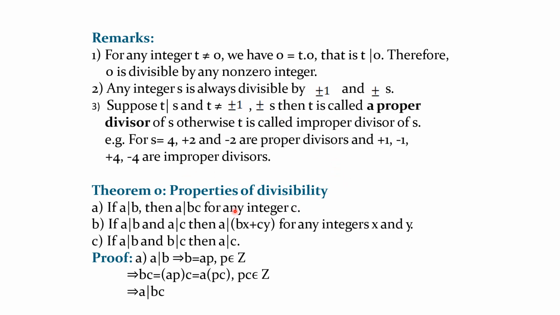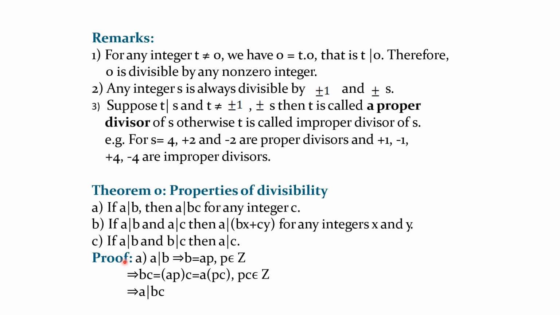Now see the theorem, properties of divisibility. These are very simple results. The first is: if A divides B, then A divides B into C for any integer C. It means if A is dividing any integer B, then A always divides an integral multiple of B. Secondly, if A divides B and A divides C, then A divides Bx plus Cy for any integers x and y. It means A divides a linear combination of B and C. Third, if A divides B and B divides C, then A divides C. That is nothing but transitivity.